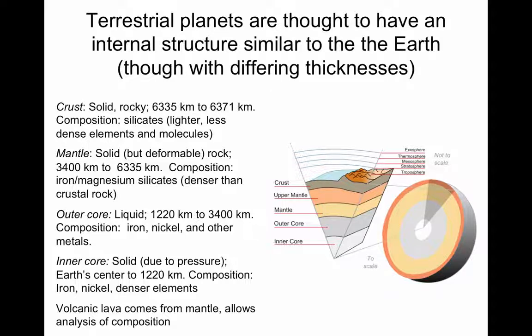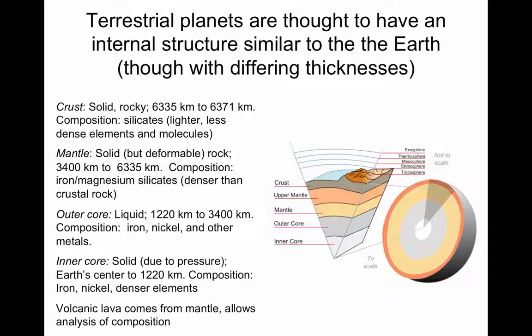And the crust is made out of silicates, which just means lighter types of rocks with a lot of silicon in them. Sand is made out of silicon. Our computer chips are made out of silicon. Even things that seem like heavy rocks, like granite, contain a lot of silicon in them.